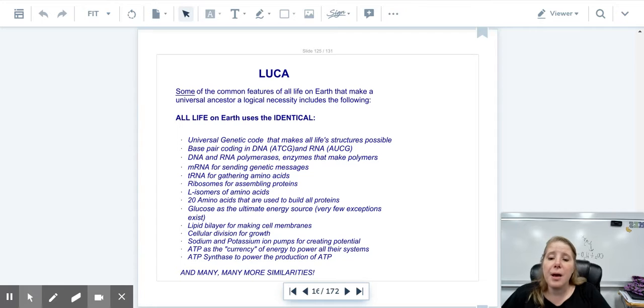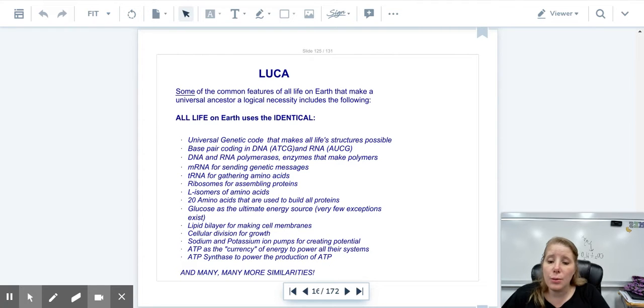We also have L isomers of amino acids. Isomers are the different shapes of the same thing, and that'll change the way they act. So we all use the same L isomers, the same 20 amino acids build most of our proteins. Glucose is the ultimate energy source for pretty much everything, with a few exceptions. Plants make their own glucose and then they use it. So even though they need the energy from the sun to make it, they still utilize glucose in their cellular respiration. All cells have a lipid bilayer in the cell membrane.